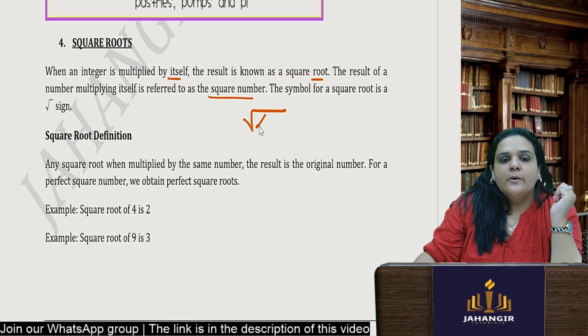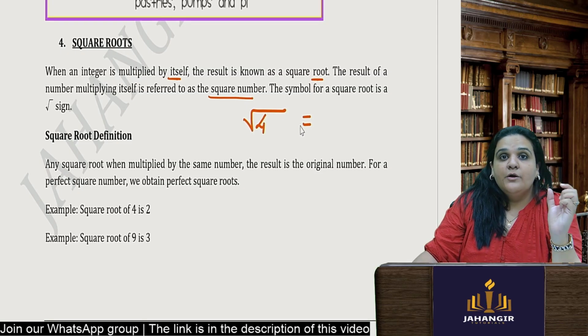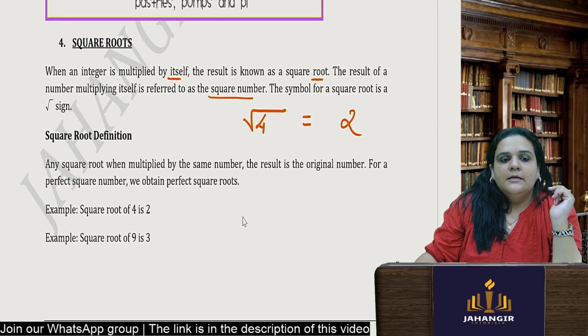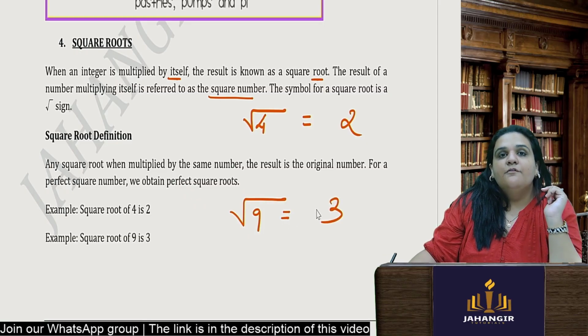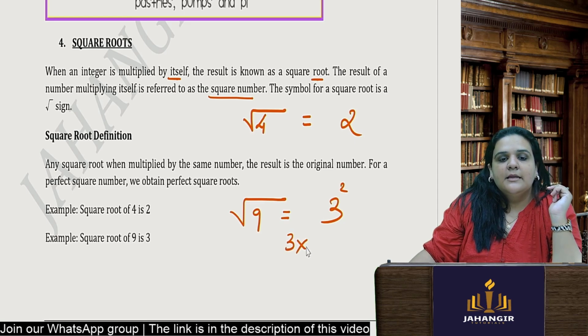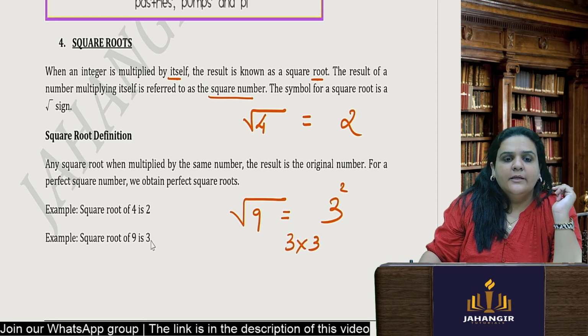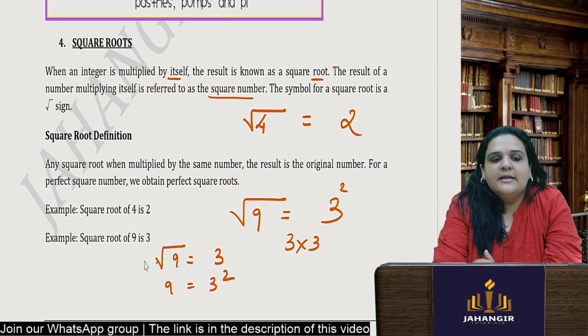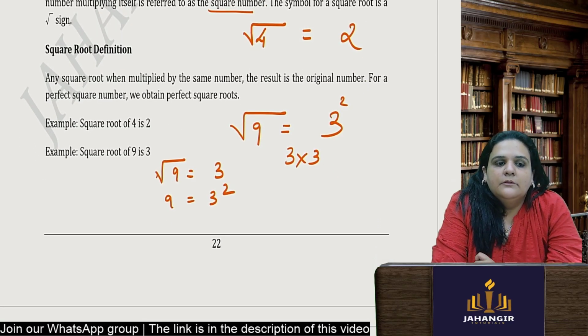So if I am telling you square root of 4, you know 4 is a perfect square. It is a square of 2. Square root of 9. 9 is also a perfect square. It is a square of 3. 3 squared is 3 into 3, 9. So whenever I want to remove the square root from here, I'll write 9 as 3 squared. When you remove the square root from one side and put it on the other side, it becomes a square.